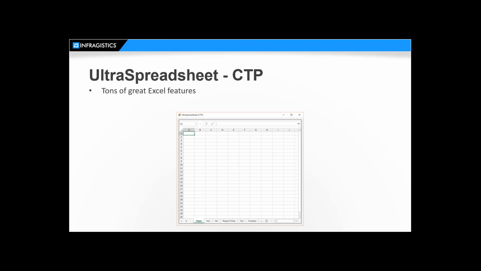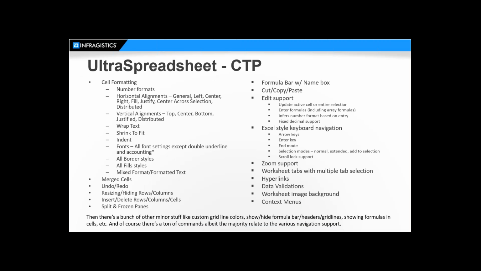And then the spreadsheet control, as I mentioned, this is the short list of the capabilities we're shipping in the CTP version. All of the cell formatting you can imagine, the ability to merge cells, undo, redo, split panes, all of your cut, copy, paste support, editing, formula support is in there, zooming, multiple tabs, hyperlinks. You can read this and play with the samples, but the idea is we have a pretty complete spreadsheet control.